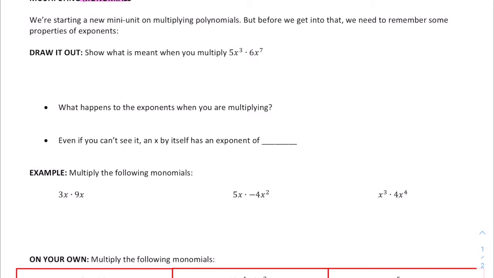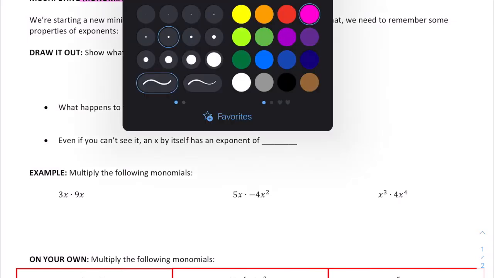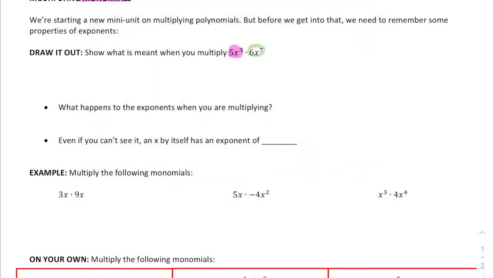So for example, where it says draw it out, show what is meant when you multiply 5x to the third times 6x to the seventh. Well, the 5x to the third is a monomial, and the 6x to the seventh is also a monomial. Okay, so you can see there's more than one thing that's part of a monomial, but everything that's inside of the monomial is being multiplied together. All right, there's no plus signs, no minus signs.